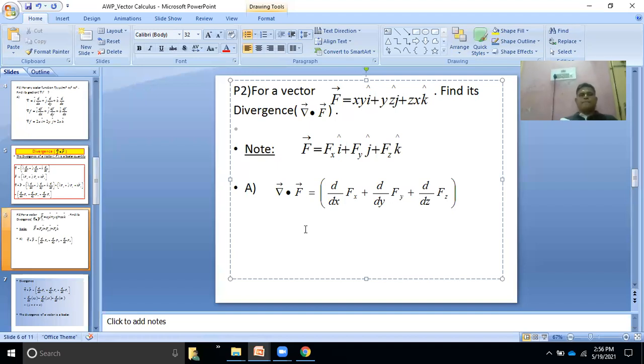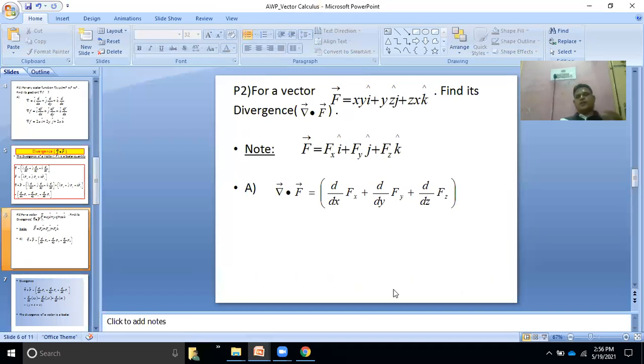x plus y, y plus z, plus z. Here f x is xy, f y is yz, and f z is xz. Just simply replace f of x with xy and f of y with yz, and differentiate d by dy of that.